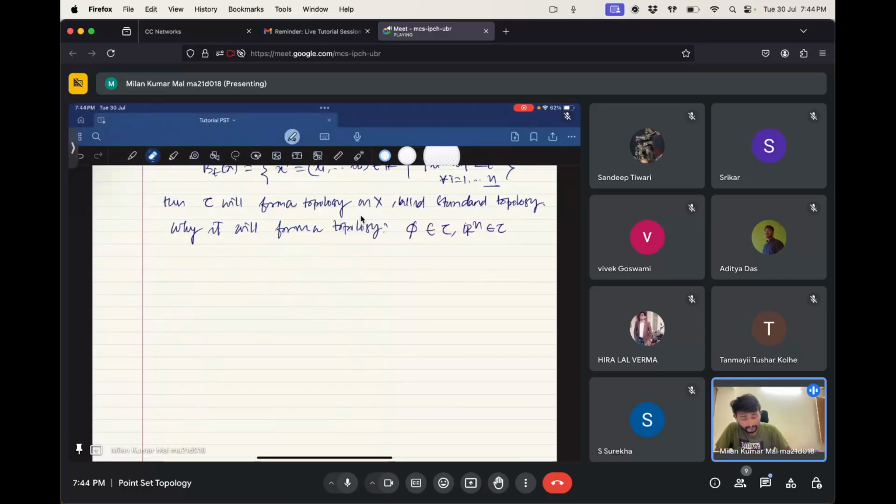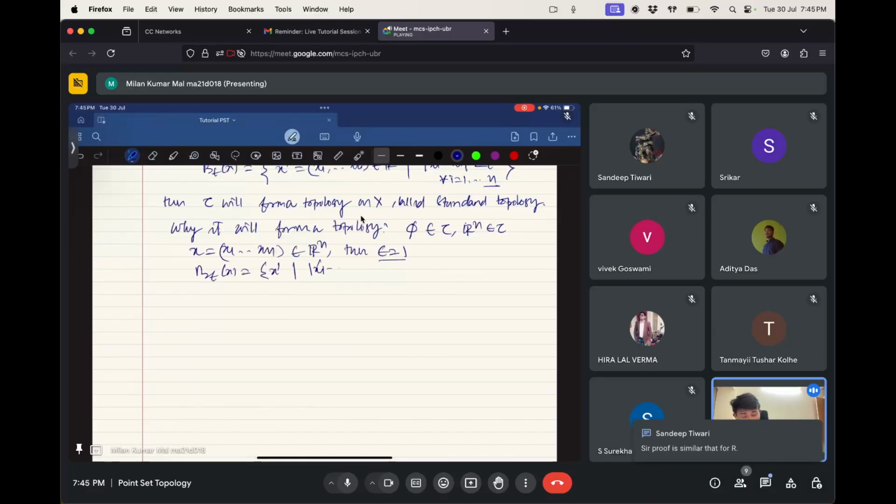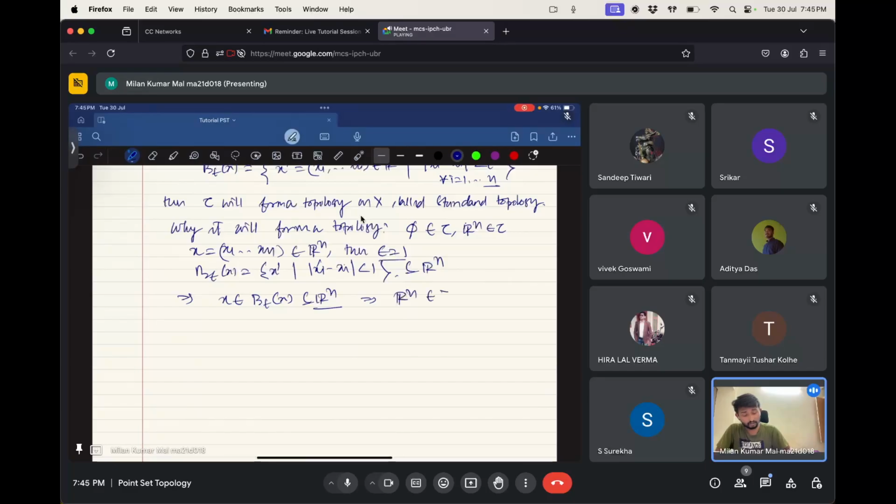Because I can take any element x. Let's take any element x equals (x1, x2, ..., xn), which belongs to R to the power n. Then take epsilon equals, similarly, 1. Then B epsilon x will be the set of all x dash such that mod of xi dash minus xi is less than 1. So this set is always contained in R to the power n, there is no doubt. So that means x is contained in B epsilon x, which is a subset of R to the power n. That shows that R to the power n actually belongs to tau.